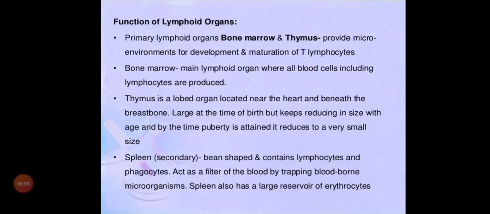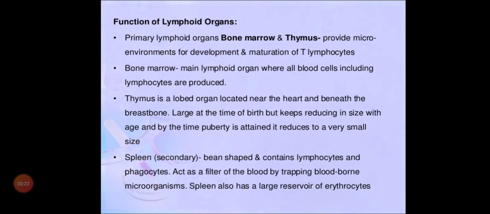Welcome back, children. Now we shall see the function of lymphoid organs. We all will know what a lymphoid organ is, and the types of lymphoid organs, primary and secondary. Now we'll see the role of these lymphoid organs. So we know the primary lymphoid organs are bone marrow and thymus, okay?